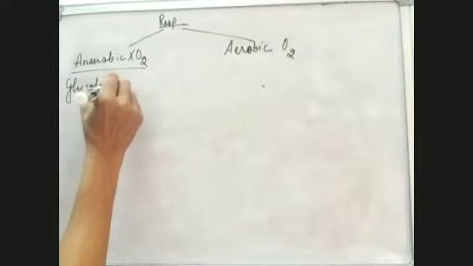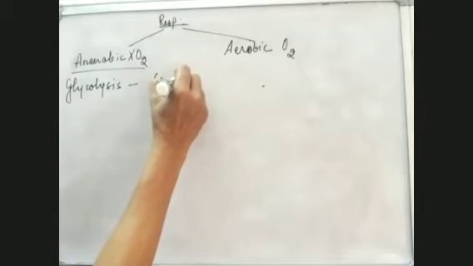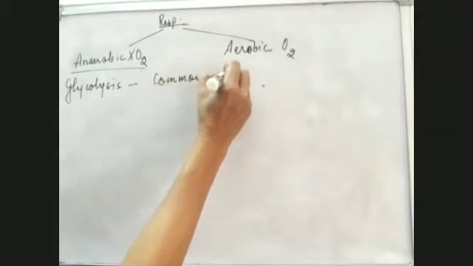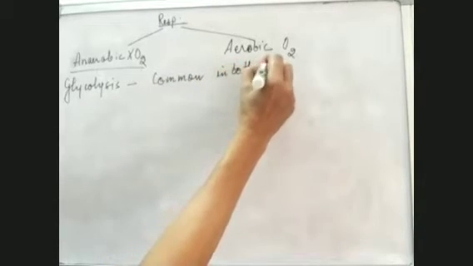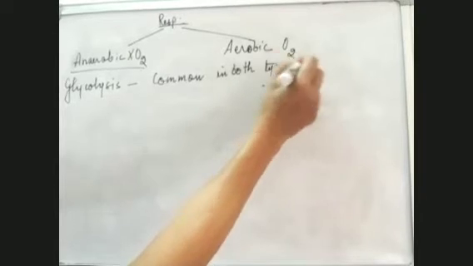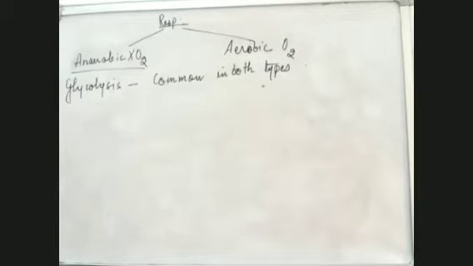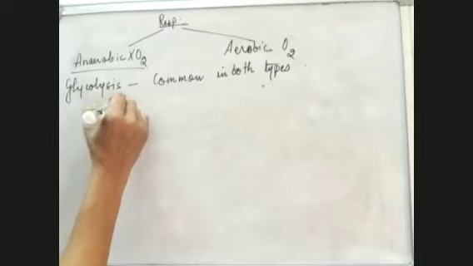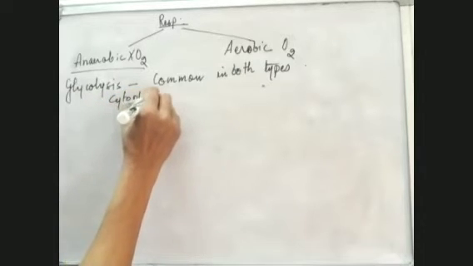And then we did that. Let's start with this. It will be a fast recap of whatever we have done. Before I start with anaerobic respiration, I want to tell you that glycolysis, which is the first step of respiration, is common in both types, whether it is aerobic or anaerobic. It takes place in both types, and the site of glycolysis is the cytoplasm.